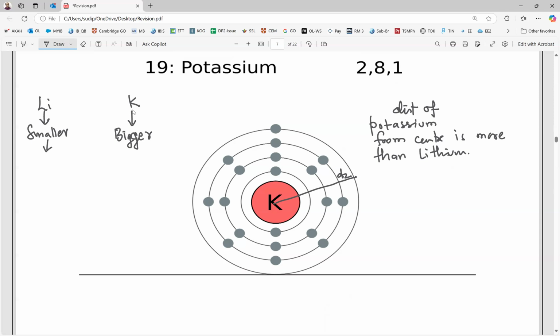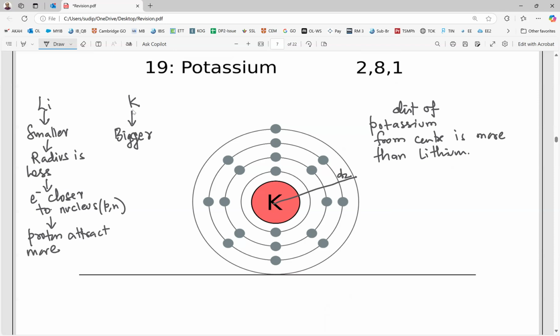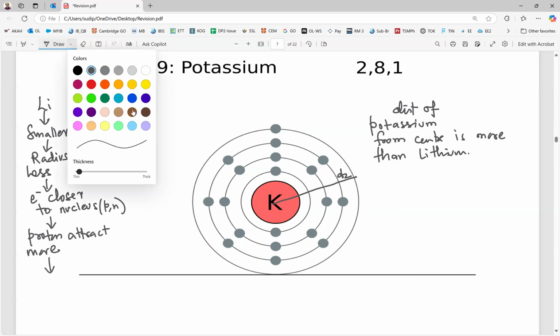Smaller means the radius is less, and less radius also means electrons are closer to the nucleus. In the nucleus, we have protons and neutrons, so protons will attract more. Now, whether that makes it easy or hard, we will discuss after some time. So let us write about potassium also now.